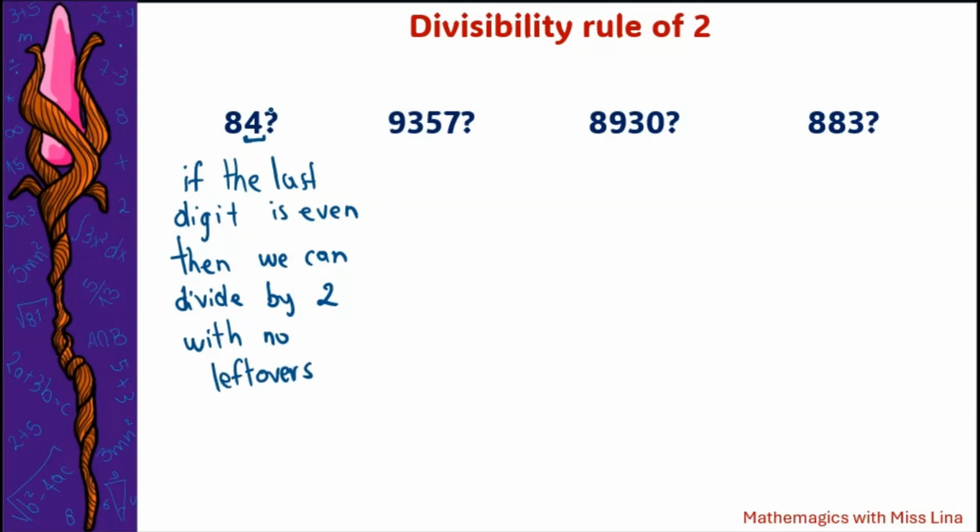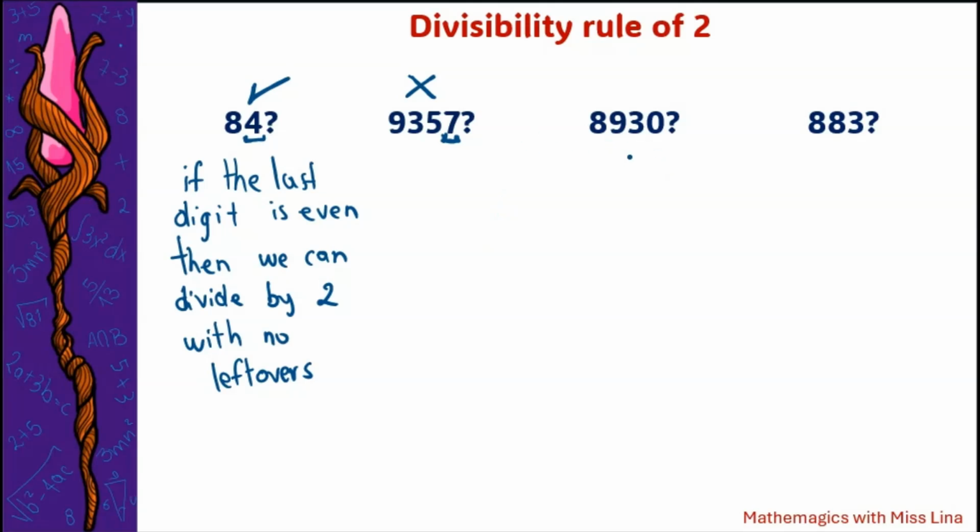Okay, so the 4 is an even number. So yes, this one could be divided by 2. Is the 7 an even number? No, 7 is odd, so we cannot divide this number by 2. You can pause the video and check these two last ones to see if you got the idea.